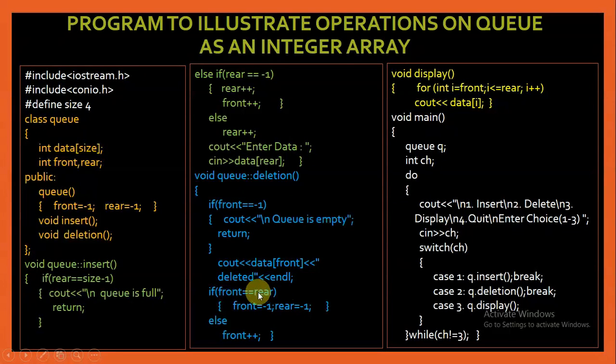And if there is not only a single element in the queue, more than one element are there in the queue, in that case front is simply incremented by 1. Then we have given a display operation also. In this we are displaying the queue from front to rear.